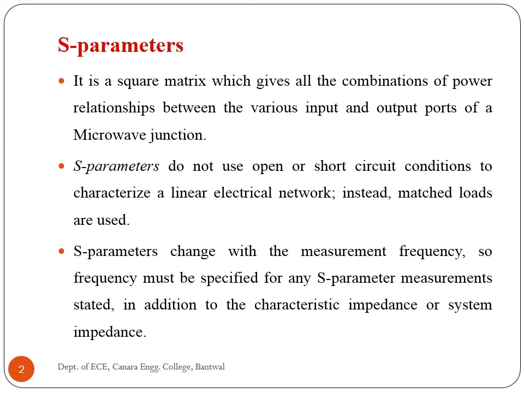S parameter is a square matrix which gives all the combinations of power relationships between the various input and output ports of a microwave junction. S parameters do not use open or short circuit conditions to characterize a linear electrical network. Instead, matched loads are used. S parameters change with the measurement frequency, so frequency must be specified for any S parameter measurements, in addition to the characteristic impedance or system impedance. There are 4 S parameter properties discussed in this course.